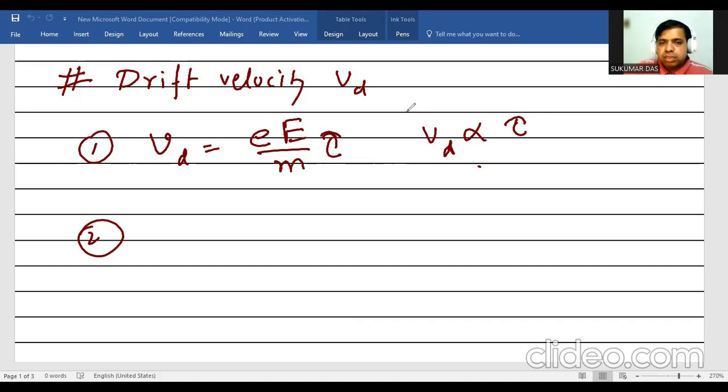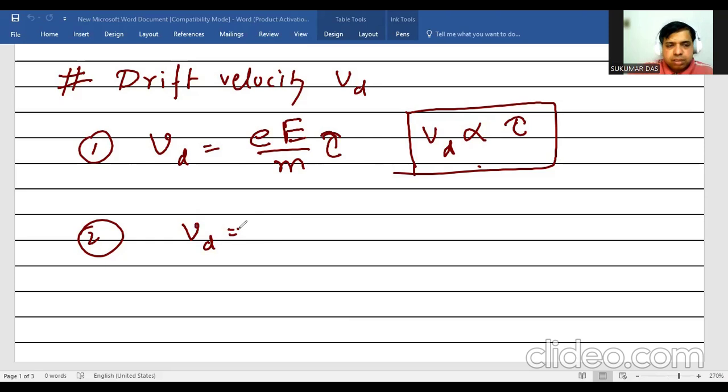And this gives you the reason behind why heating of a conductor changes the drift velocity. If we heat the conductor, then VD will decrease, right? If we heat the conductor, the electrons will move with more speed, so they will have frequent collisions. That means the relaxation time will decrease, so drift velocity will decrease. Correct.